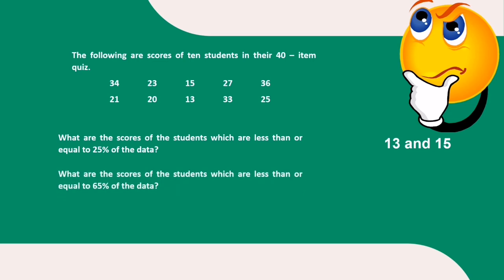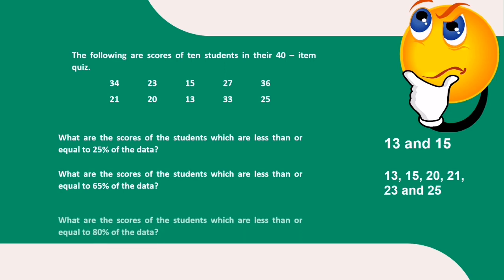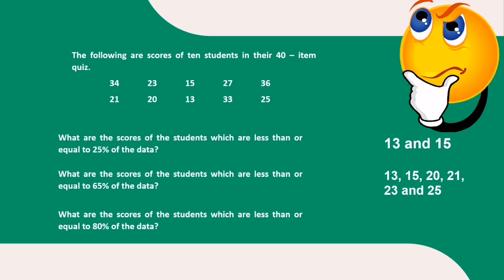Next. What are the scores of the students which are less than or equal to 65% of the data? Great. 13, 15, 20, 21, 23, and 25. Last question. What are the scores of the students which are less than or equal to 80% of the data? Very good. There's none.